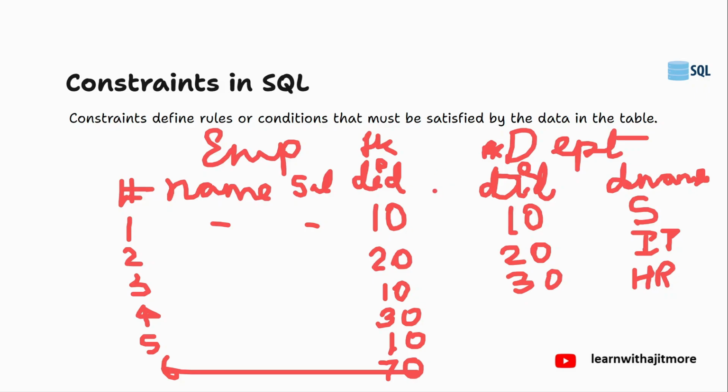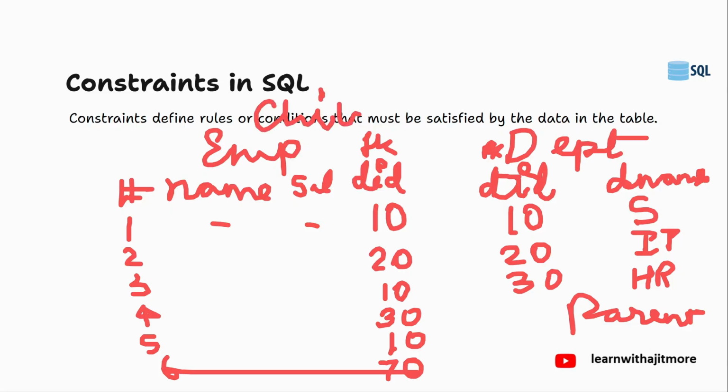So what is a foreign key? I hope you got it. It is a column in one table referring its values from the primary key of some other table. The table in which that primary key is there is called a parent table, guys. And the table in which the foreign key is present is called a child table.